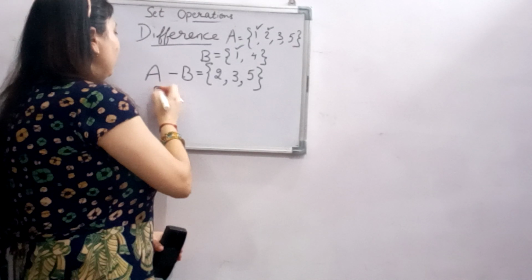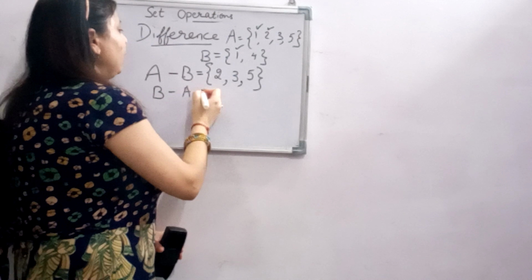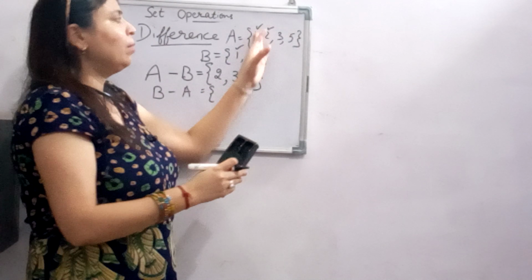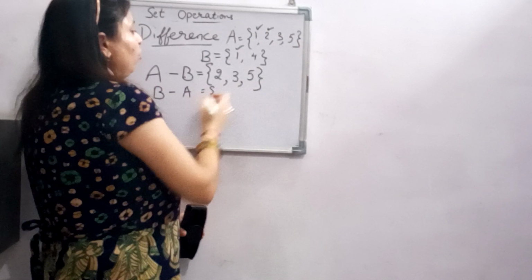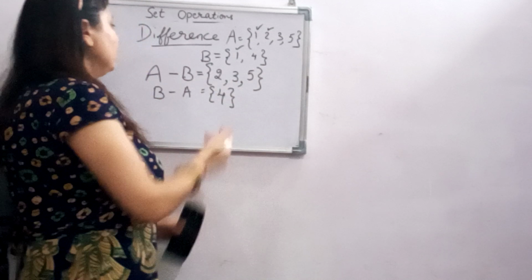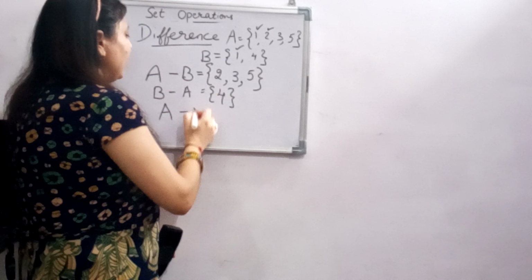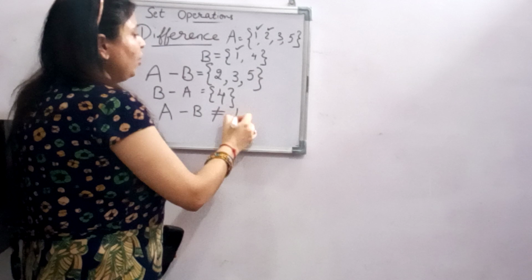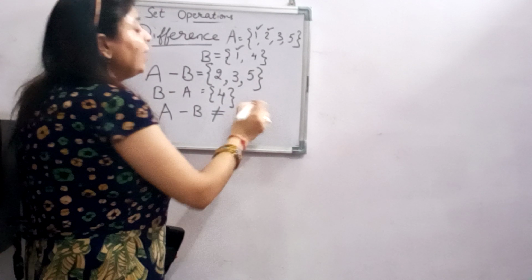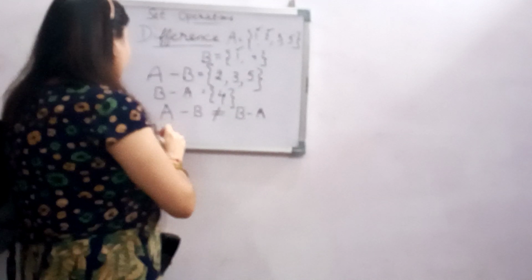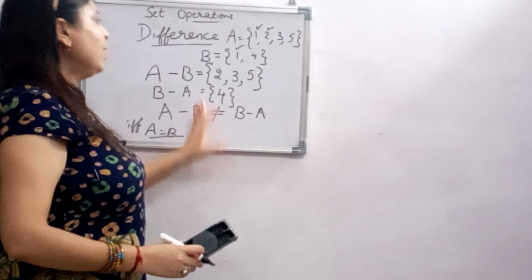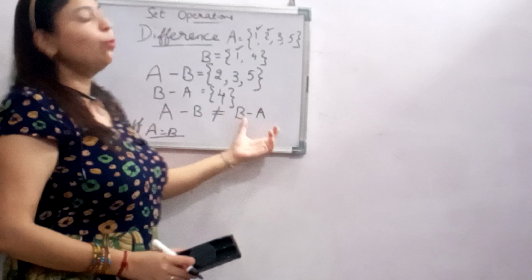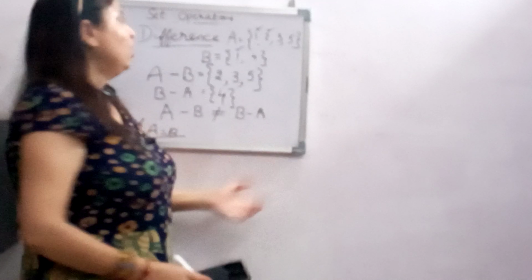Suppose now we have to calculate B minus A. Then we do the same thing. 1 is common in both, so we don't take 1. 4 is in B but 4 is not in A, so we will take 4. So clearly we can say that A minus B does not equal B minus A unless A equals B. This is the condition. If and only if A equals B, then A minus B is equal to B minus A. Otherwise not. So this is the difference operation on sets.